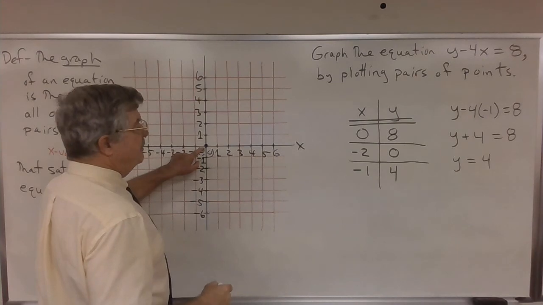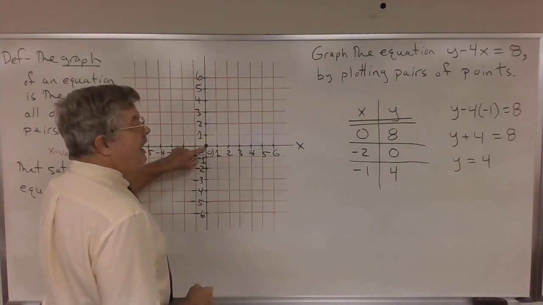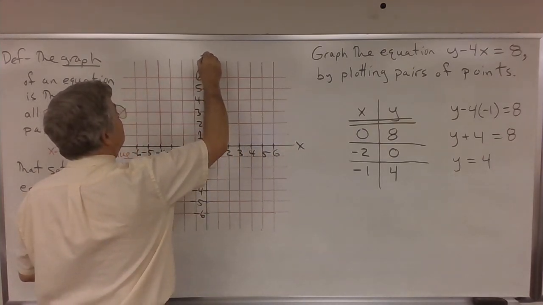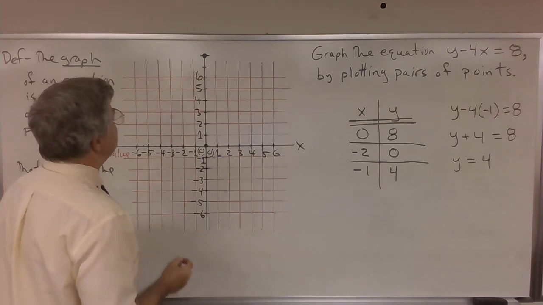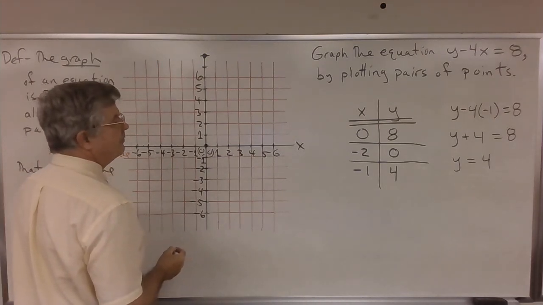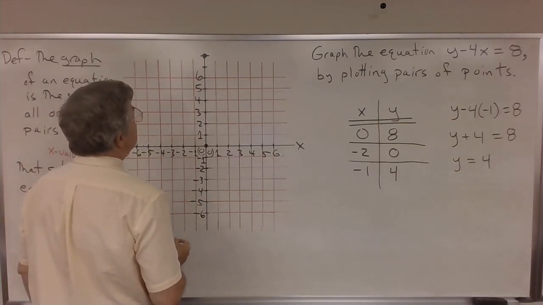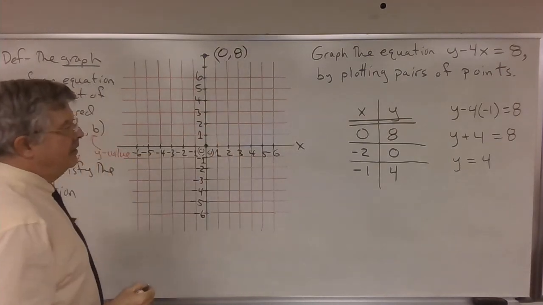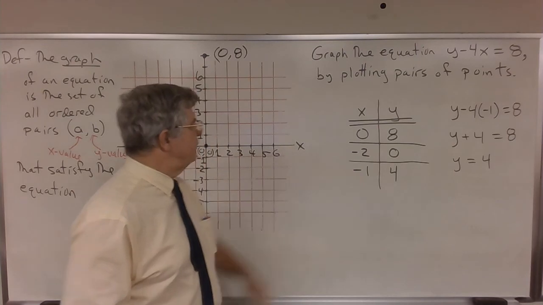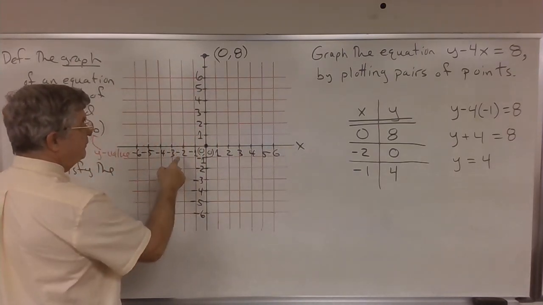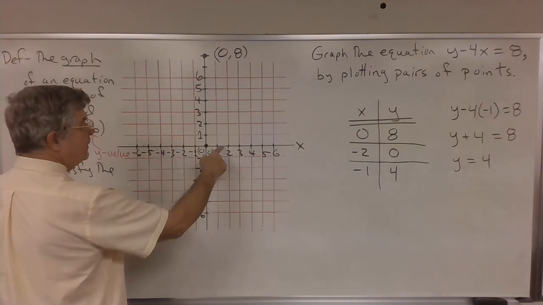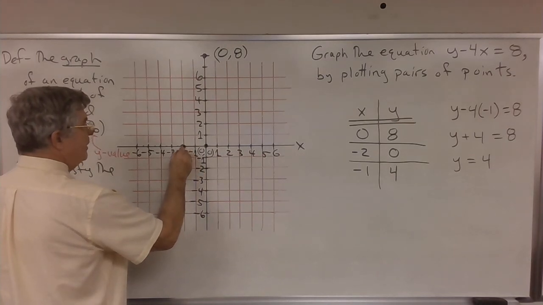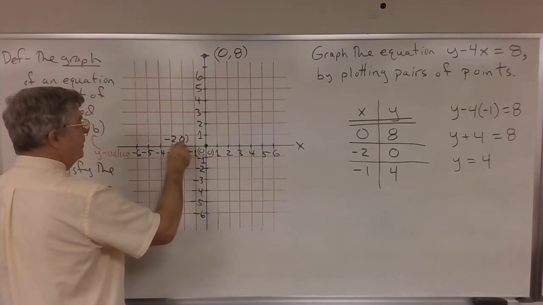Okay, x equals 0. So this is x equals 0, this line right here. And y equal 8. Whoop, we got to go up a couple more. Okay, x equals 0, y equal 8. So 0, 8. Let's plot another one. X equals negative 2. And here's x equal negative 2 and y equals 0. Okay, this axis, the x-axis is y equals 0. So negative 2, 0, that's another point.